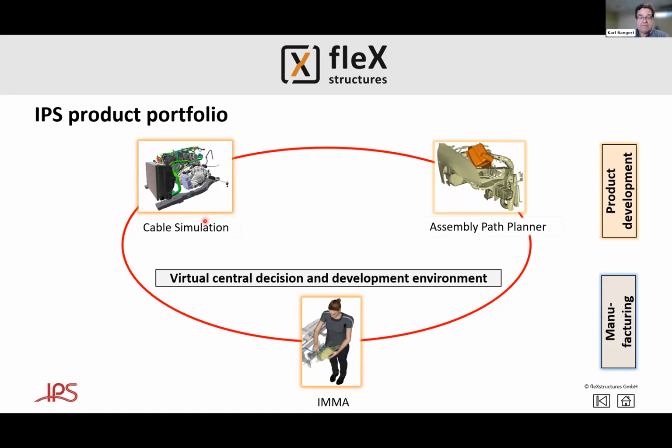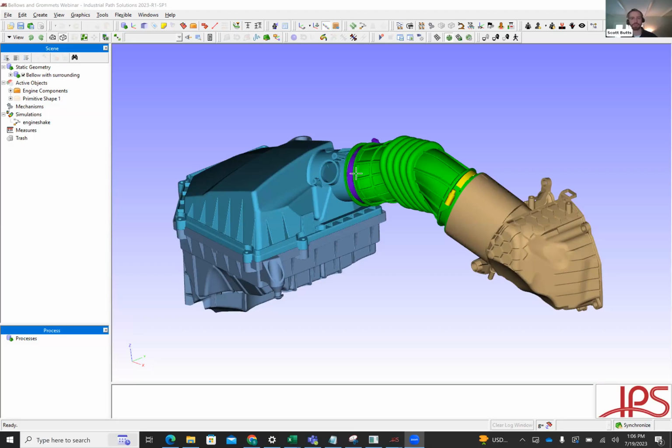So with that, I'll turn the baton over to Scott Butts to explain a bit about what we're presenting and what we offer with IPS Bellows and Grommets. Well, thank you, Carl. I'll start sharing my screen here. We have a little example to share for you today. So we can see here on my screen, we've got a little air intake system that we'll be looking at. So over on the left, we have an airbox assembly here. On the right, we have our intake that will bolt to the engine here. And in between, we've got this bellows right here.